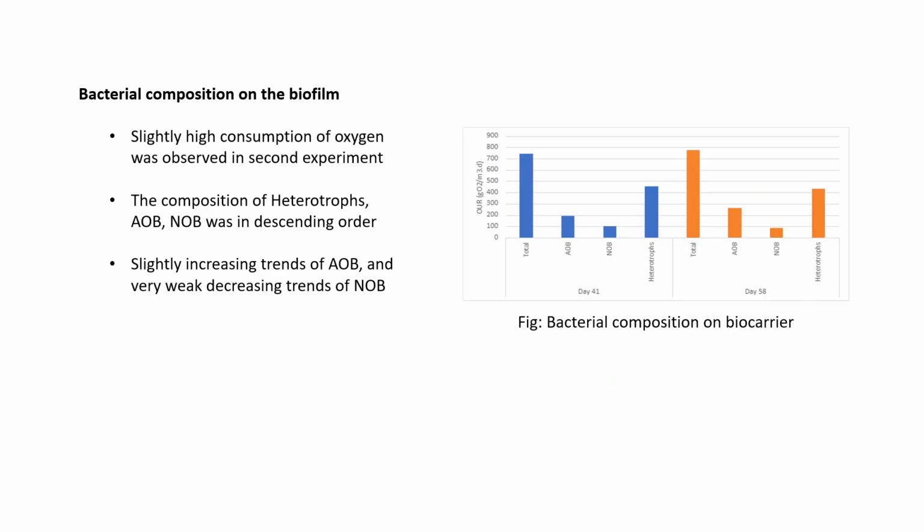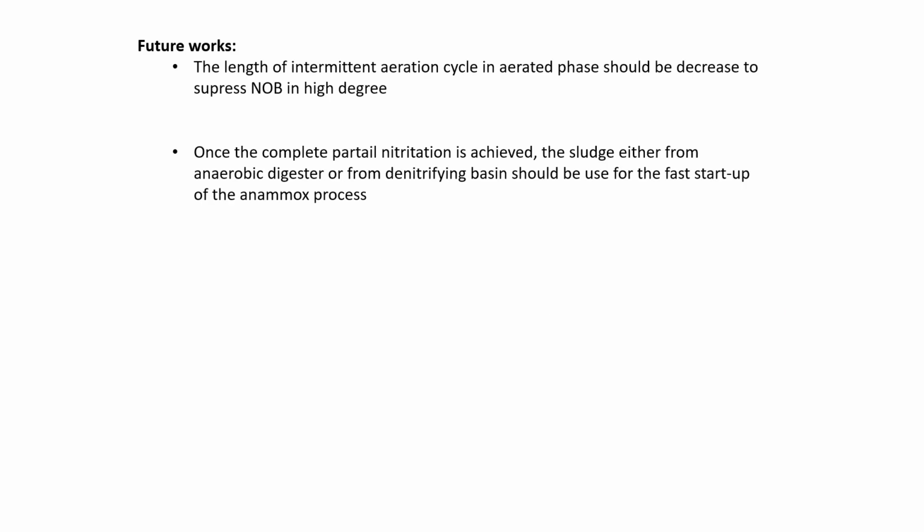The composition of bacteria was measured by OUR. In both, the composition of heterotrophs, AOB and NOB was in descending order. From the figure, we can see that AOB were in a slightly increasing trend and NOB were in a very weak decreasing trend, which signifies that removing the remaining biomass after it has attached to the carrier is hard and time consuming. Since the whole time in the thesis was utilized for NOB suppression, this resulted in an unsuccessful startup of the anammox process.